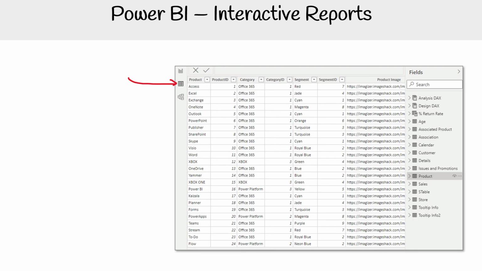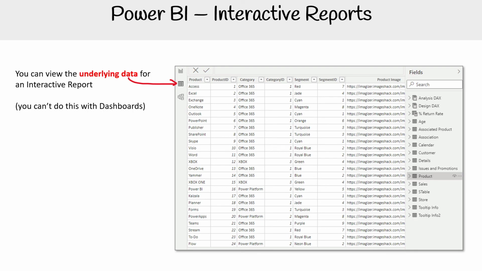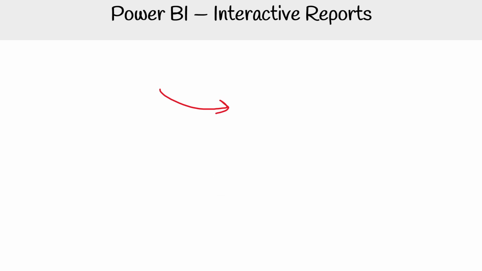Now, underneath, what you can do is you can see the underlying data. So it's just tabular data and all the tables and fields that populate it. And I think with a Pro version, you can modify it. And you cannot do these with dashboards. So when you're using the Power BI service, you're not going to get access to this.